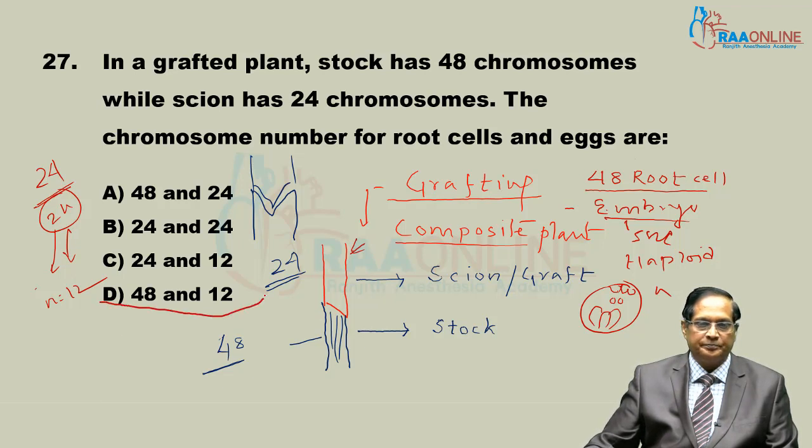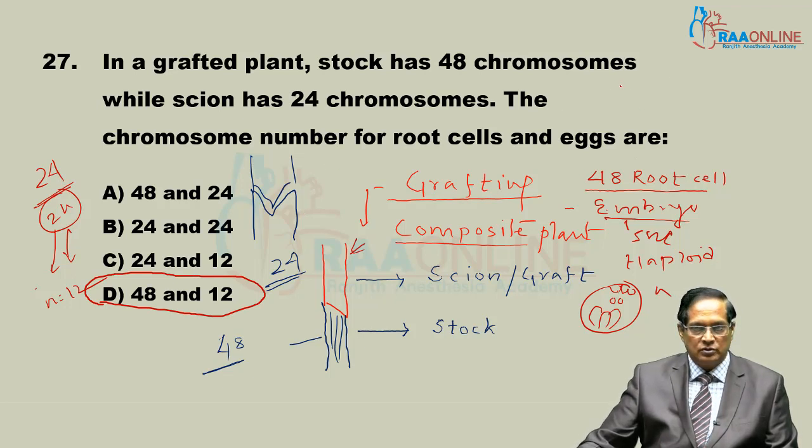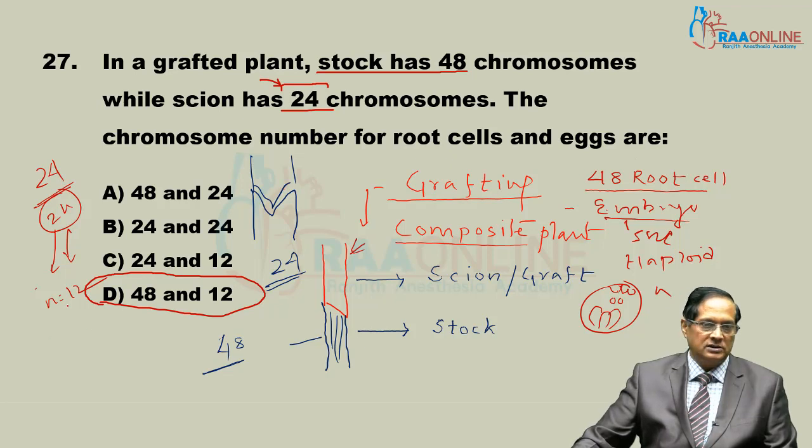D, that is, 48 chromosomes in the root cell, because the root is from the stalk portion. The stalk portion contributes the root cell, whereas the scion contributes the egg cell, and the egg cell is haploid, whereas the scion is diploid. So the haploid number is 24 divided by 2, that is 12. So the final answer is 48 and 12.